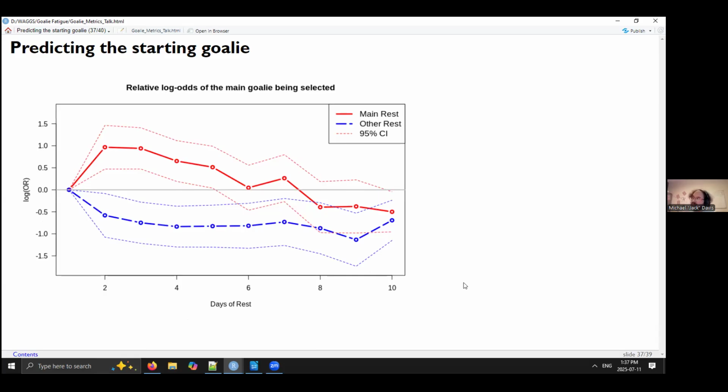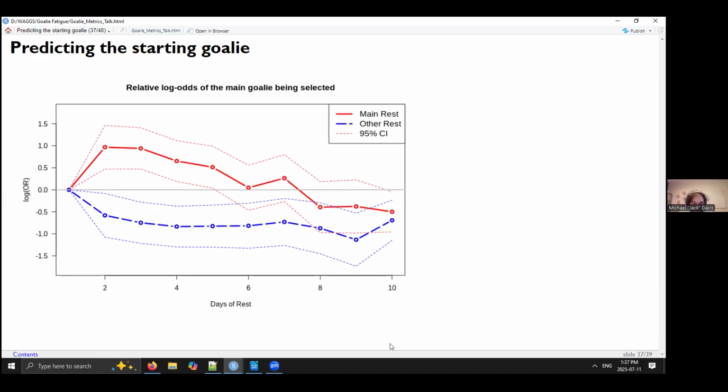I think I actually failed to mention here, but this model that I have does predict the main goalie, or who the main goalie is, about 72% of the time. So it's better than null, but it's still not great.